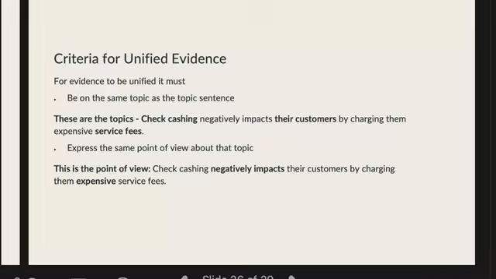So for this one, these are the topics: check cashing and their customers and service fees. So all of those need to be in the evidence, right? But on top of being on the same topic, it also needs to express the same point of view about that topic. So the point of view that they have in this is that it negatively impacts their customers by charging them expensive service fees, right? So it has all of it, both the specific topics and also the argument, the negative impacts. And because of that, it's a really unified piece of evidence.